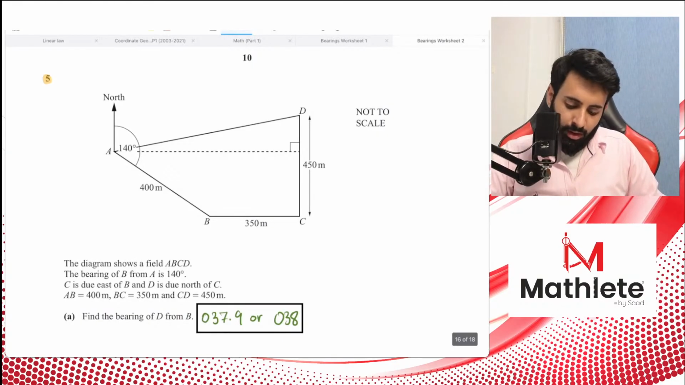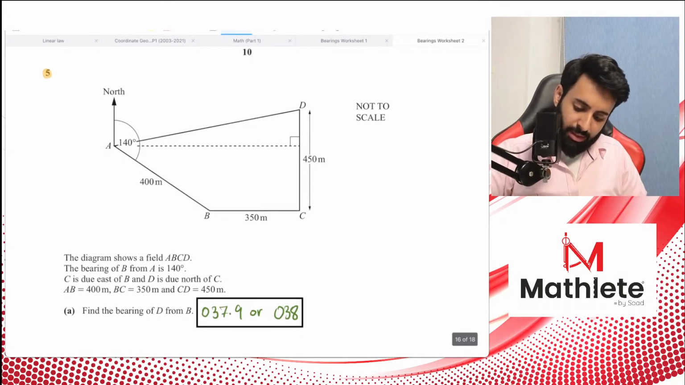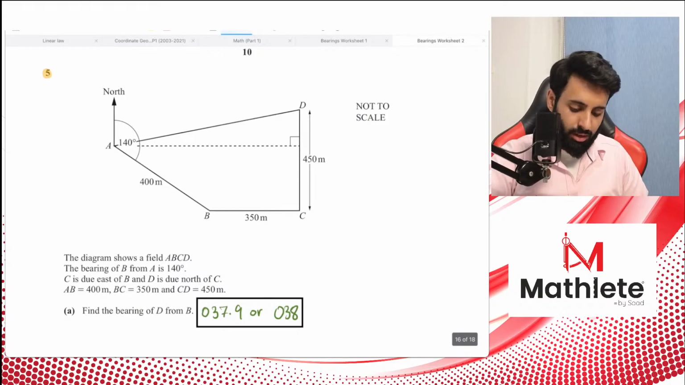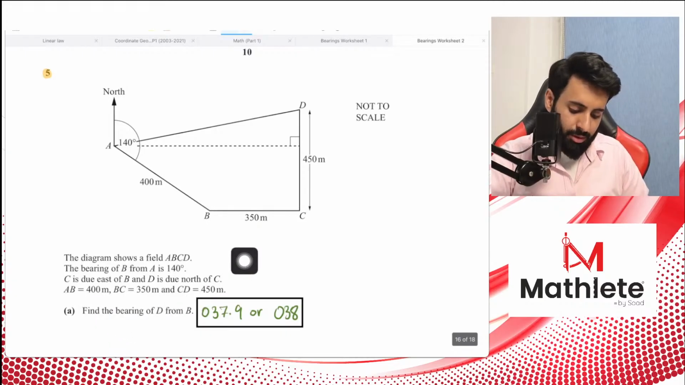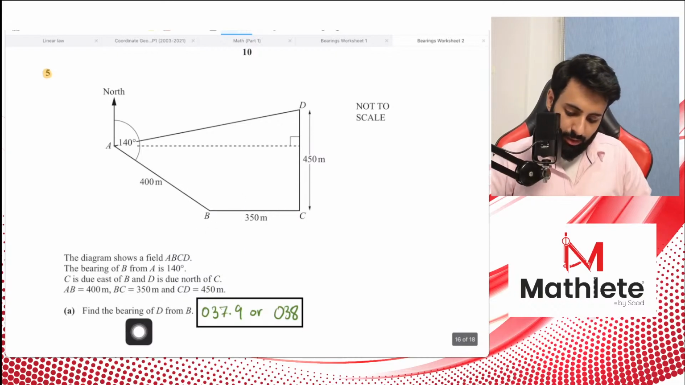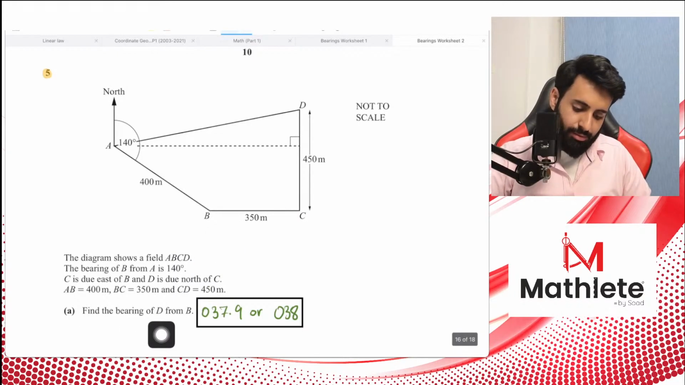Okay, so it says here the diagram shows a field A, B, C, D. The bearing of B from A is 140 degrees. So you can see that the bearing of B from A is 140 degrees. C is due east of B. So C right here is due east of B. That means it's rightwards. And D is due north of C. So D is due north of C. That means this is a horizontal line, the line CB, and the line CD is a vertical line. Find the bearing of D from B.